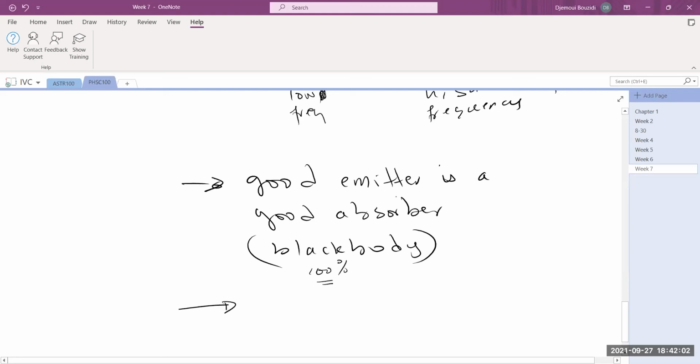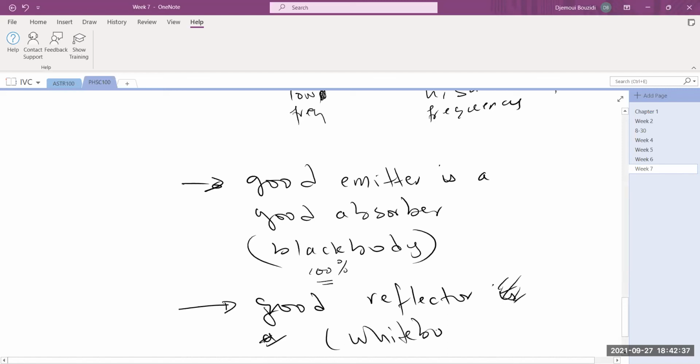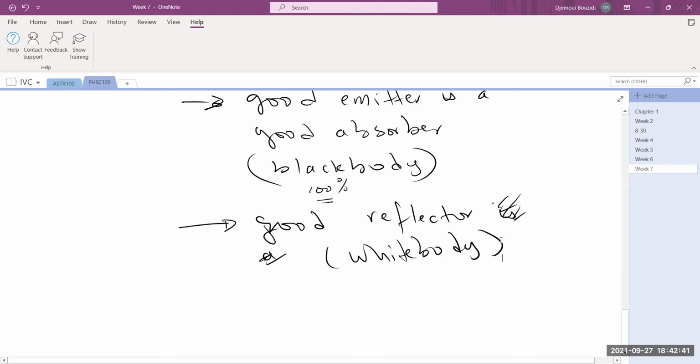It always is going to reflect some when it's absorbing. It's always going to absorb some when it's emitting, okay? Same thing, a good reflector is a good... so a good reflector is actually an example of that, a white body. This is usually not of interest to scientists, okay? In other words, a good reflector has an emission rate of 0%. It emits nothing, okay?